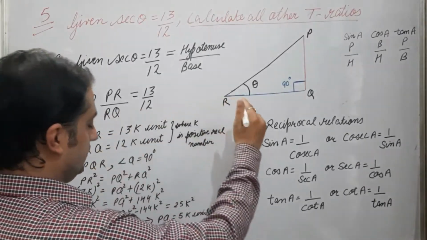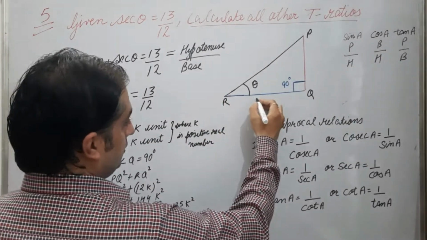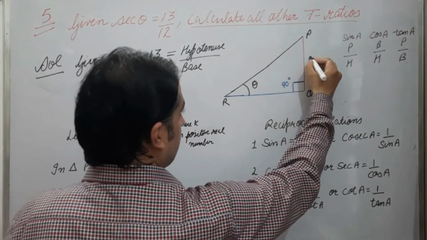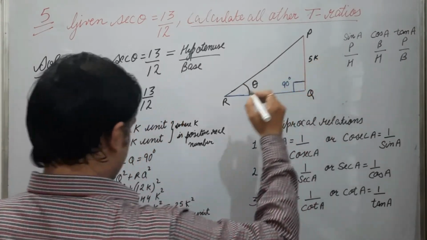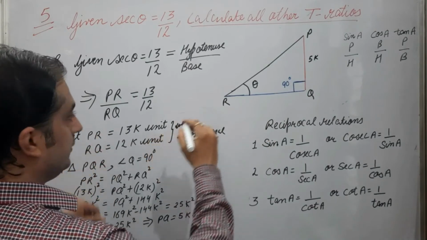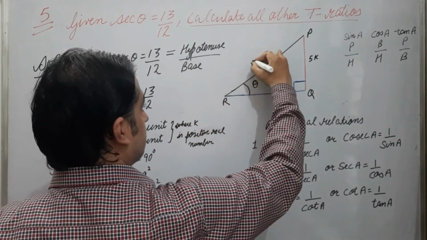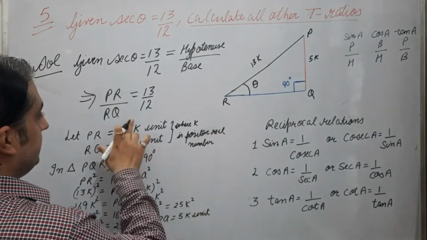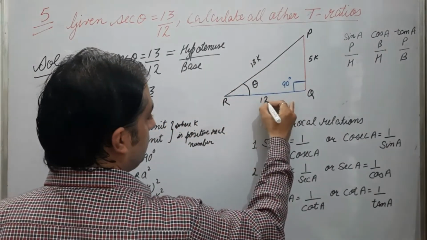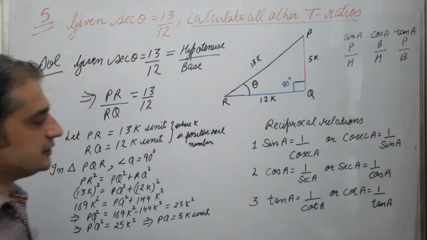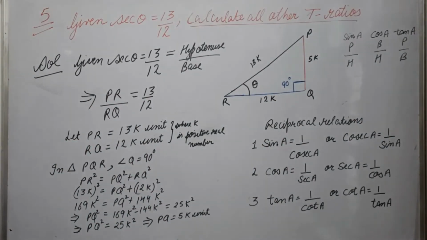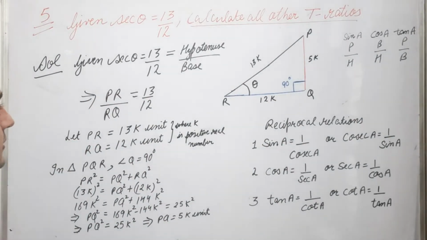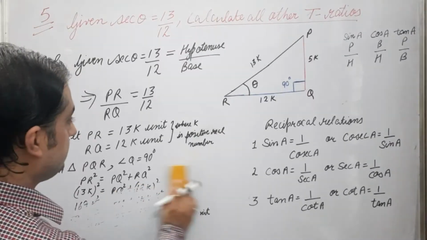Now write the lengths. So this PQ is 5K and PR is 13K. Now this is the length of the side and RQ is 12K. Right, so these are the lengths. Okay? And you can easily find the remaining T ratios.